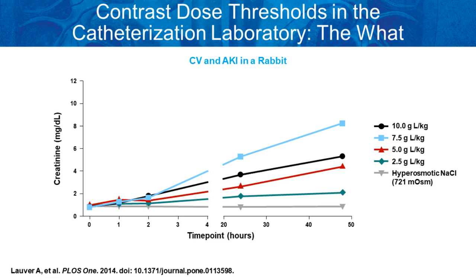This is work from our lab. This is data showing contrast volume and acute kidney injury in a rabbit model. We take a rabbit and we give them different concentrations of contrast based on the body weight. As you can see, as the contrast volume goes up, so we go from green to red to black to blue, the amount of kidney injury as measured by serum creatinine goes up. So this clearly shows a toxicity effect of contrast that is directly proportional to the concentration of contrast a rabbit is getting.